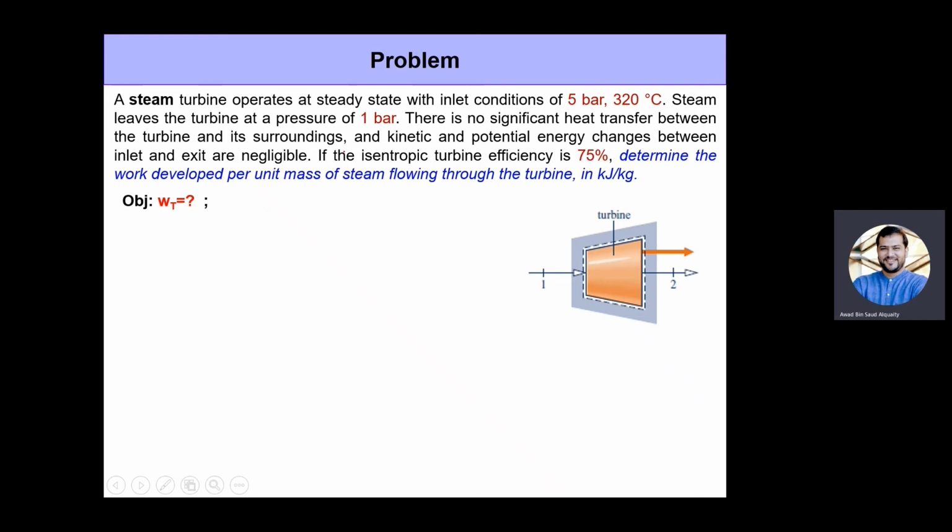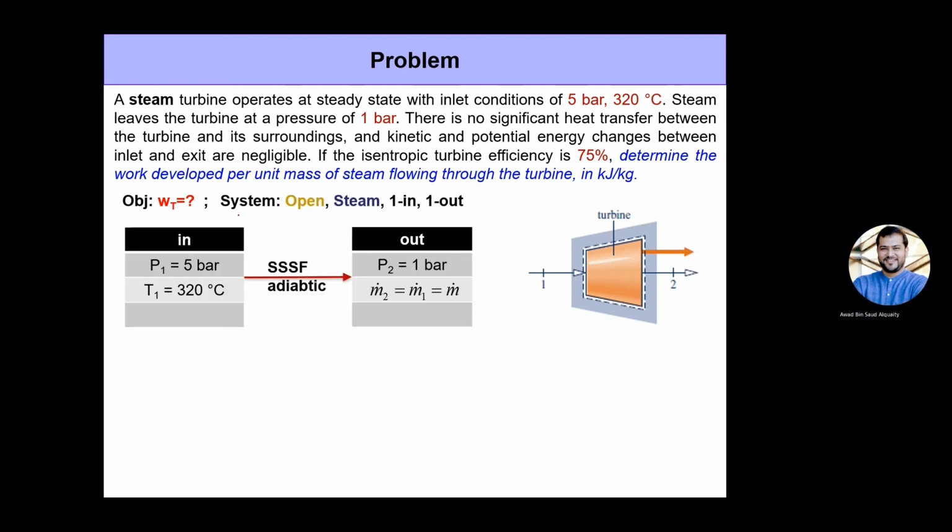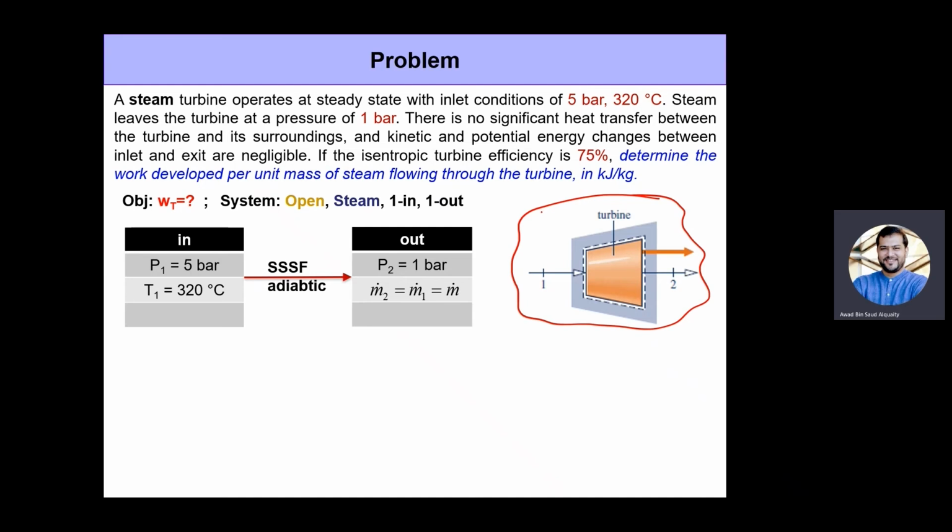All right, let's start with this problem here. We are dealing with a steam turbine, and the conditions are provided to us at the inlet. So let us note down everything. This diagram will be provided to you. At the inlet, the conditions are 5 bar at 320 degrees Celsius.